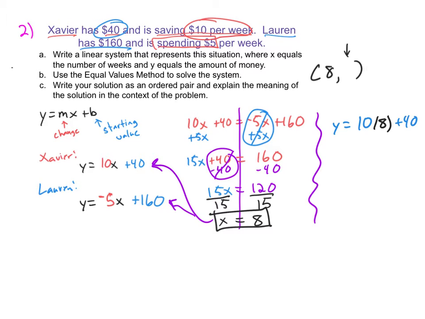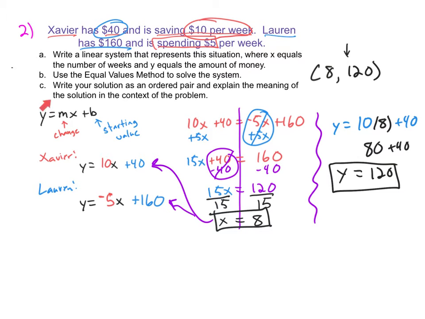So 10 times 8 would be 80. 80 plus 40 would be 120. So my solution here as an ordered pair is going to be 8, 120. 8 comma 120. My y value is 120. My x value is 8.